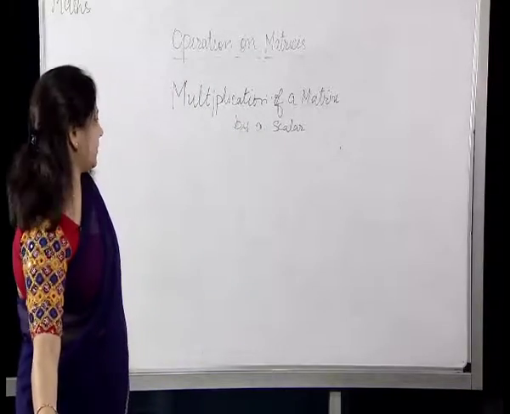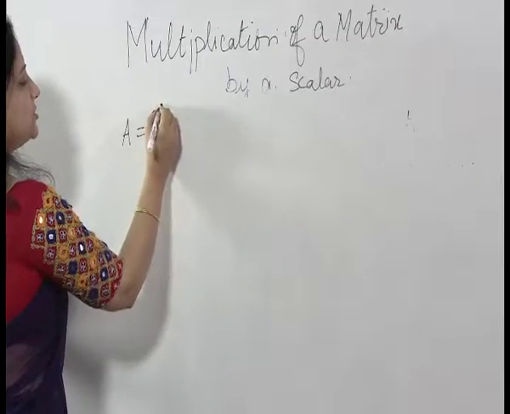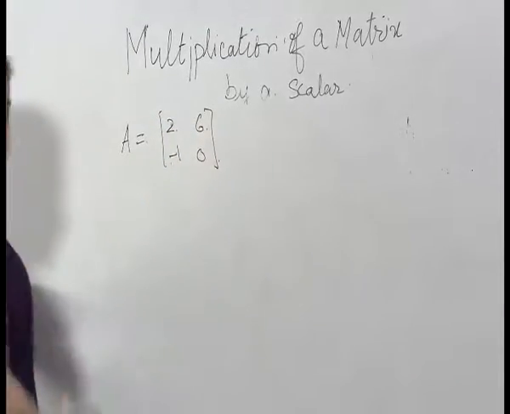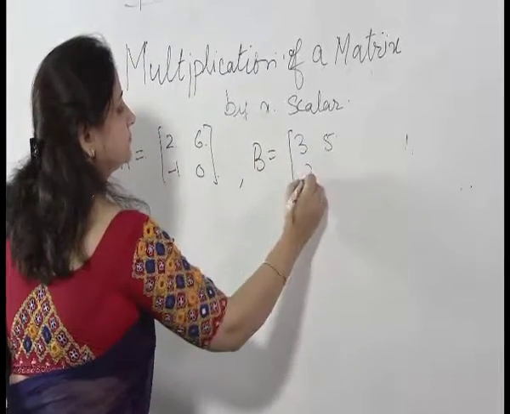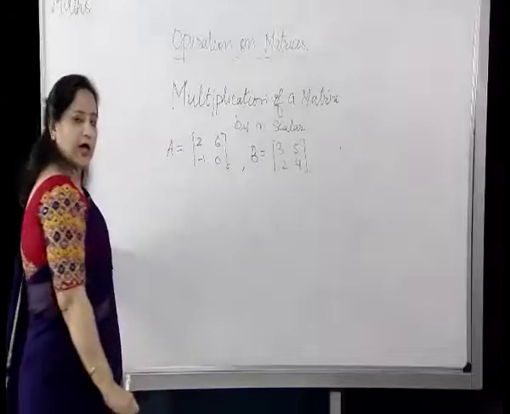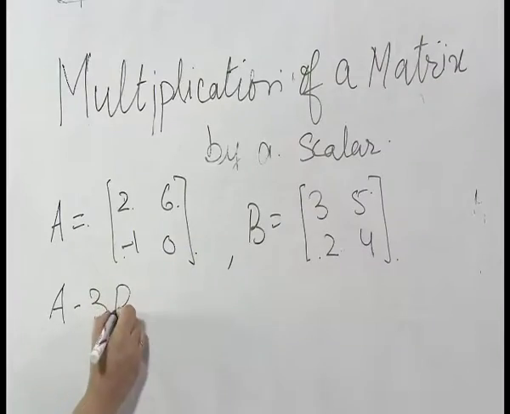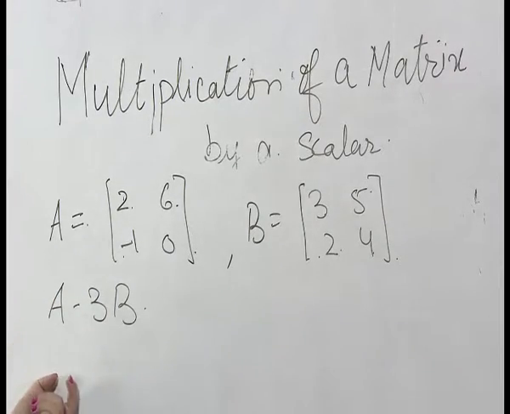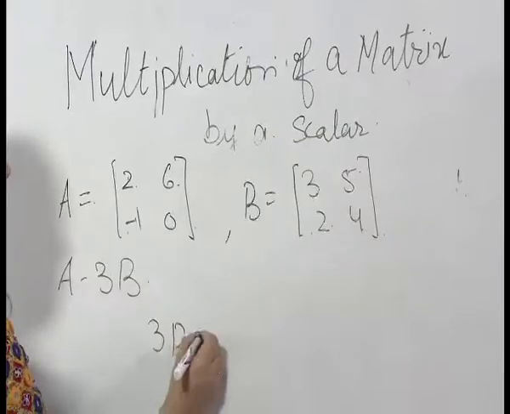Now using these operations, let's solve one question. If you are given A equals 2, 6, -1 and 0, B is given, and you have to find A minus 3B. So what will I do? A is there. I need 3B. So I will first of all find the 3B matrix.